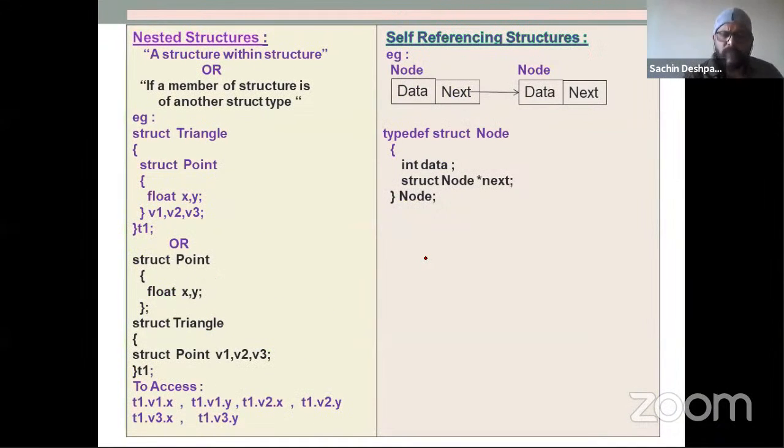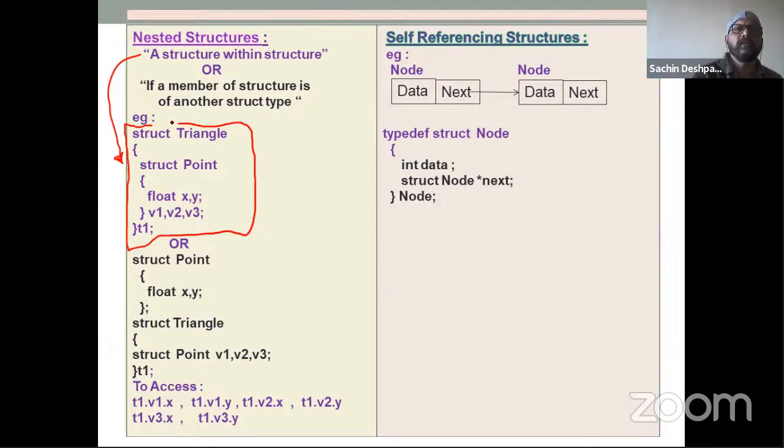Then we have a concept of a nested structure. A structure within a structure is a nested structure. So if a member of a structure is another structure type, it is called a nested structure. As far as the first definition is concerned, this is an illustration. You have declared a structure triangle, and we know that the triangle is represented by 3 vertices or 3 points. So we'll create one more structure inside, and every point is represented, assuming that we are talking about a 2D point.